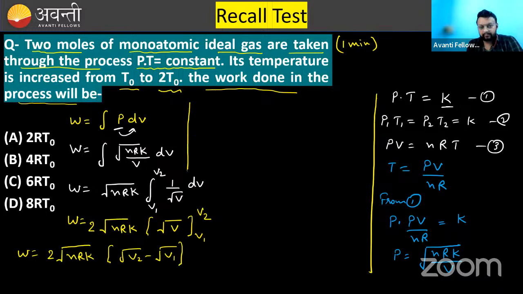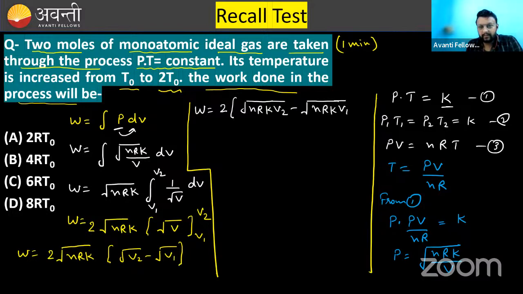Now again, I am just putting in a few further values. I am multiplying this root nRK inside the bracket. So W is equal to 2 times root of nRK V2 minus root of nRK V1. I think that is clear. Okay.